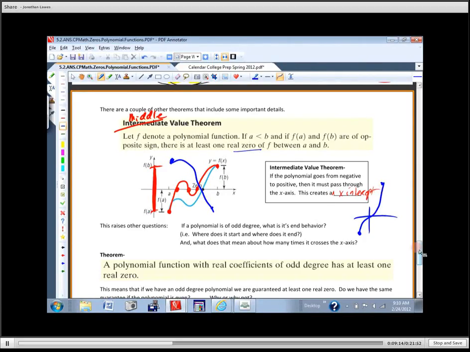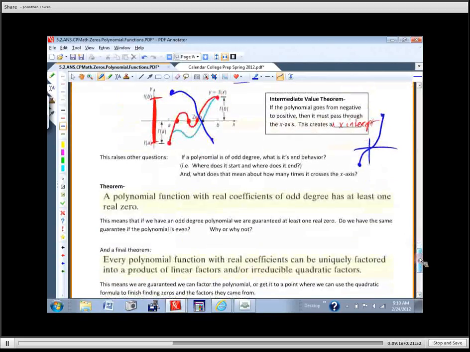Does that make sense? Well, guess what? That's the next theorem. It says a polynomial function with real coefficients of odd degree has at least one real 0. So if we're working with a degree 3 polynomial, x cubed, it has to cross the x-axis at least once. It's got to have at least one real 0. If it's degree 7 or degree 9 or 23, it's got to cross the x-axis at least once.